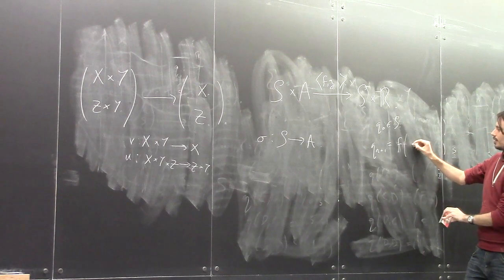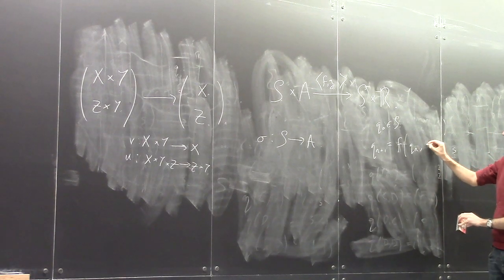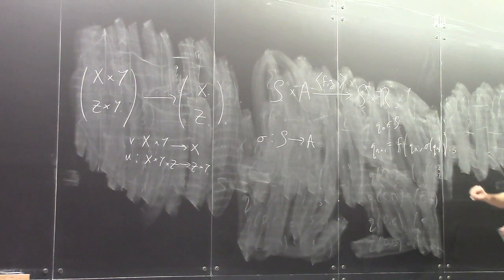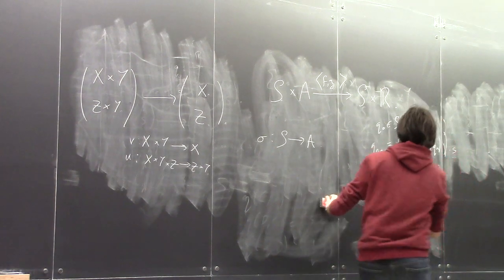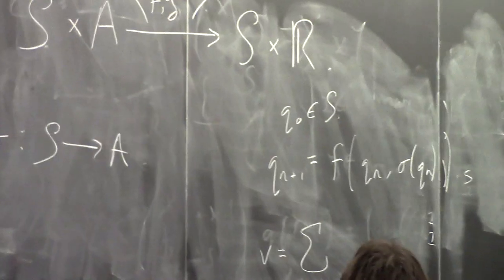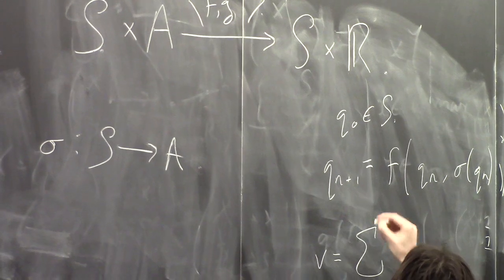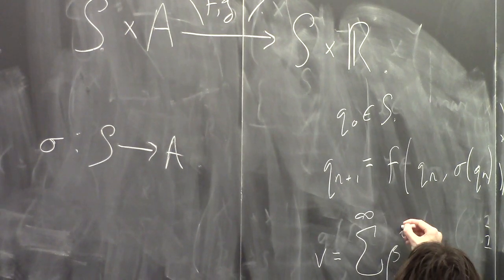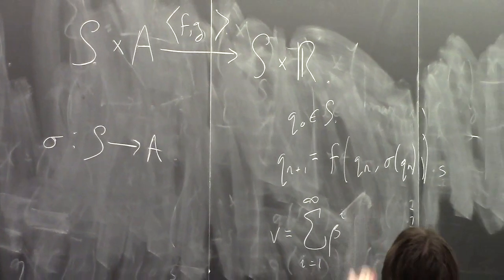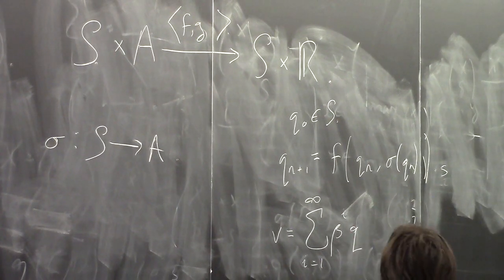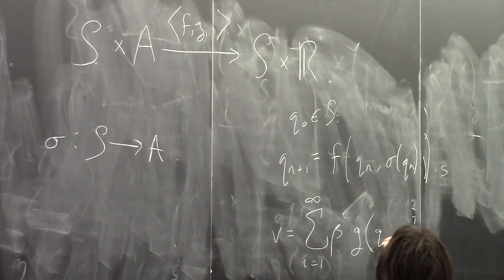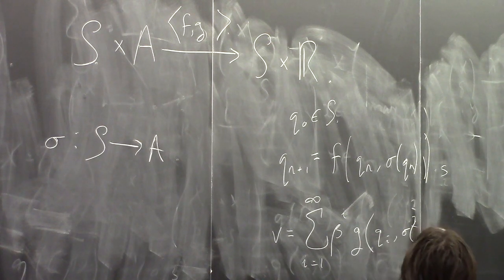Of the state we're currently in and the actions our strategy tells us to do. And then the value that we're optimizing is the decaying sum of the g's that we get. G of qi, sigma qi.